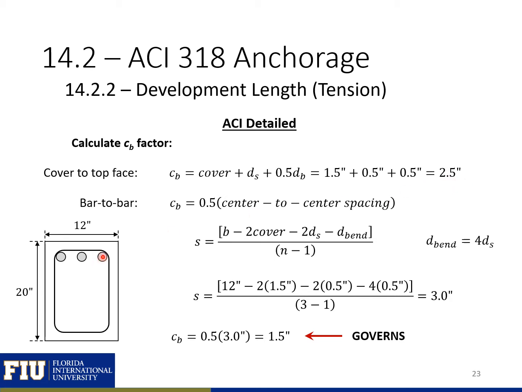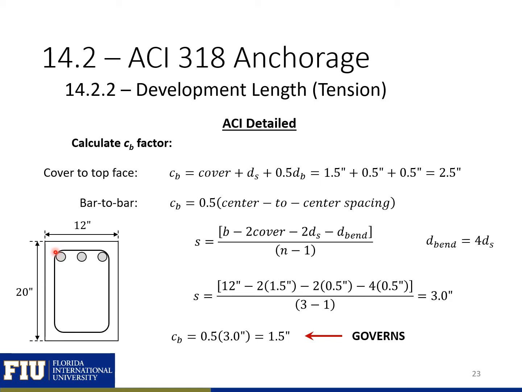Next, we need our bar-to-bar cb factor. And this bar-to-bar cb factor is just going to be equal to 0.5 times the center-to-center spacing of our bars. We can find the spacing by taking our total width, b, minus 2 times our cover, so 2 times 1.5, minus 2 times the diameter of our stirrups, 0.5 inches, and then minus the diameter of our bend.